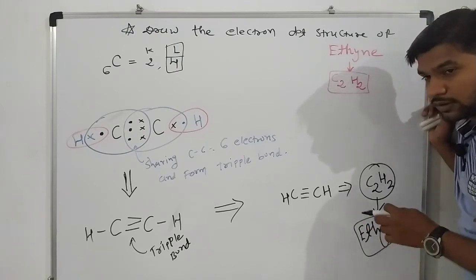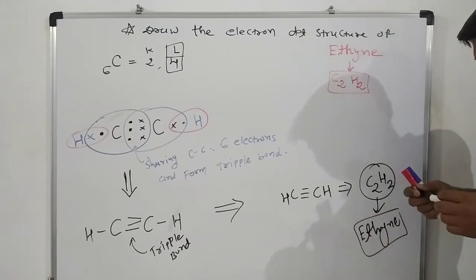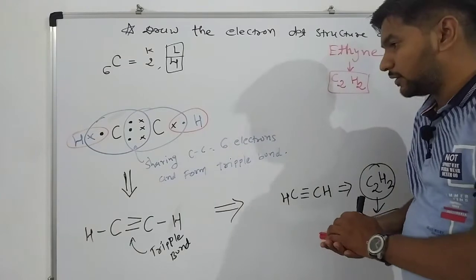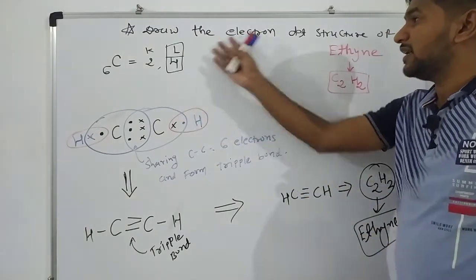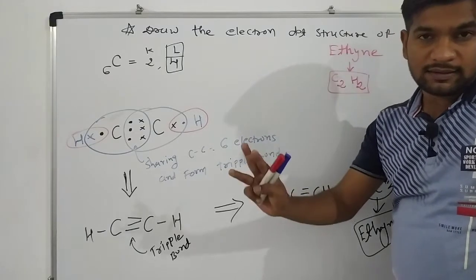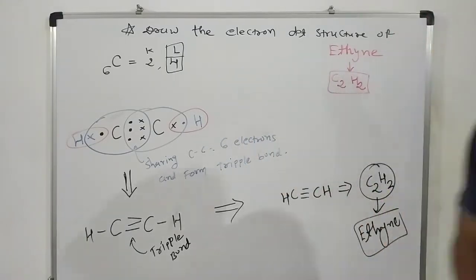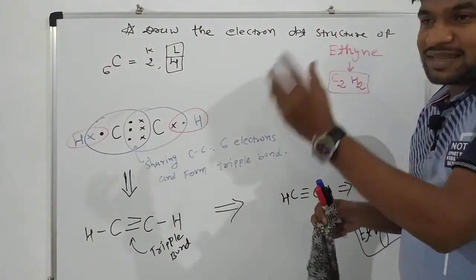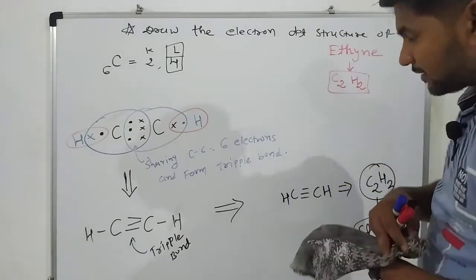Okay, you don't need to memorize, it is the easiest way. It is a very easy way to form the electron dot structure of ethane, ethene and ethyne. Okay, take a screenshot, then we go ahead to revise ethane, ethene and ethyne. Compare ethane, ethene and ethyne. Okay, let's see.